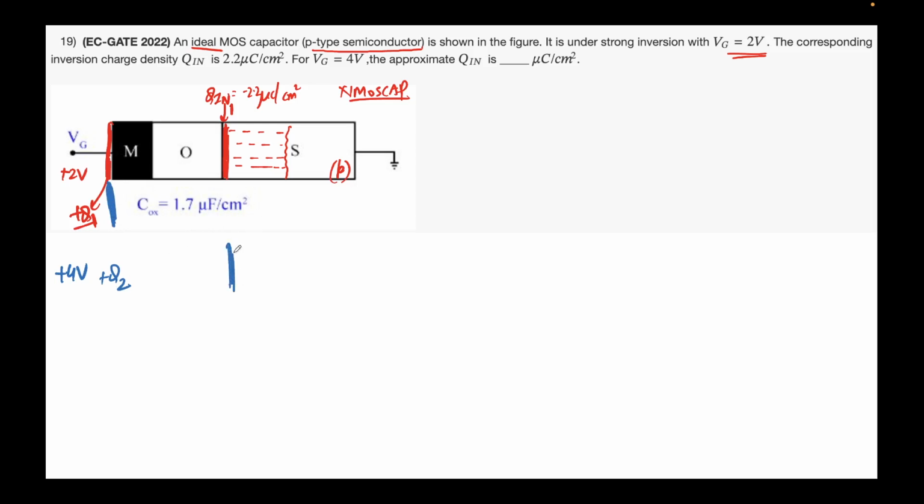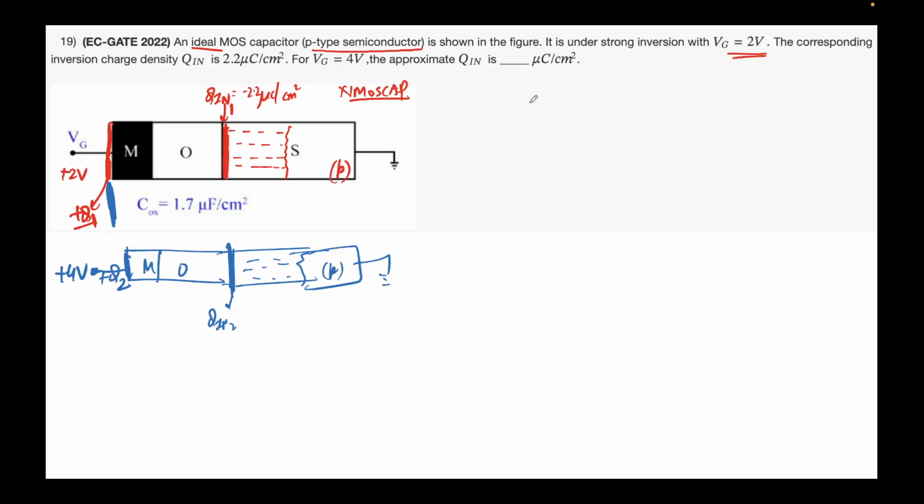And naturally, let's draw this box again: metal, oxide. This is grounded, we have plus 4 here, this sheet here is Q2, and this sheet here is Q in 2. The depletion region will not increase because we are inverted. So all the charges now, electrons, will come to the oxide semiconductor interface. We are required to find this Q in 2. For Vg equal to 4, the approximate Q in is... so how do we do that?